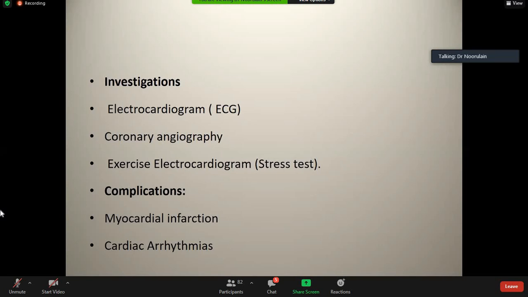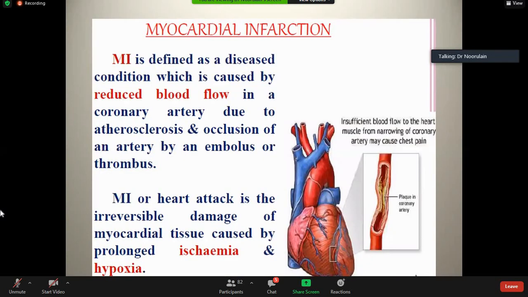Now coming to the myocardial infarction. Is there any question related to angina you can ask in the chat box?